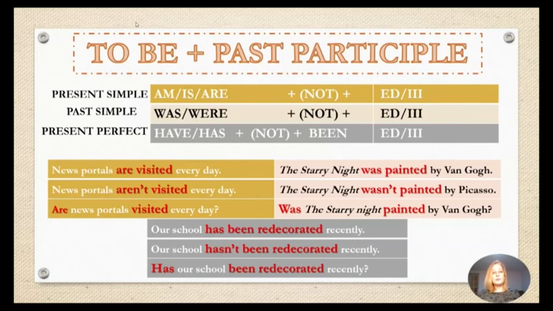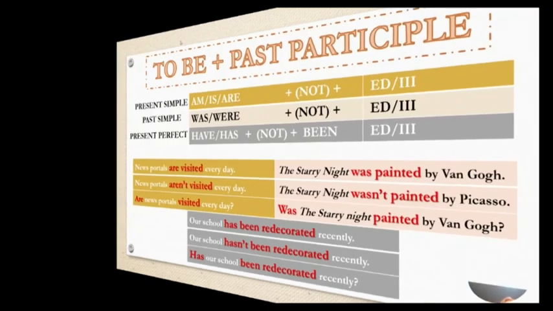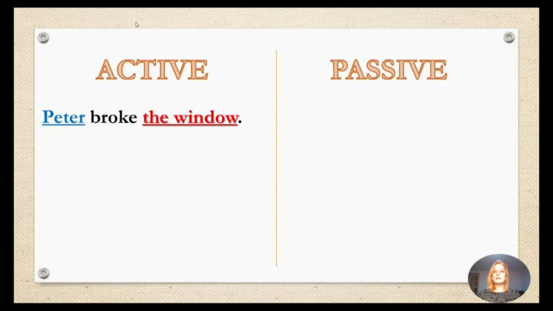And in present perfect, our school has been redecorated recently. Our school hasn't been redecorated recently. And we make a question by putting have or has at the beginning. So in this particular case, has our school been redecorated recently? And that's it.